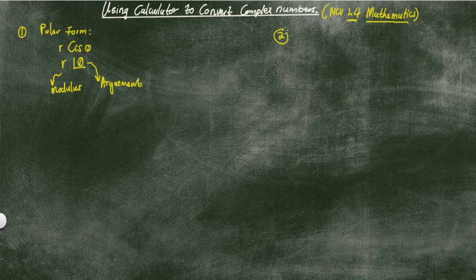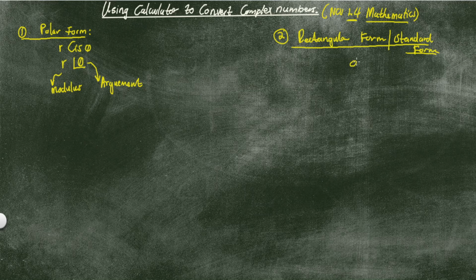Then the second form is the rectangular form or the standard form, which is a plus bi, basically the combination of what? Of the real part and the imaginary part of our number system. Combined, they give us what? A complex number.